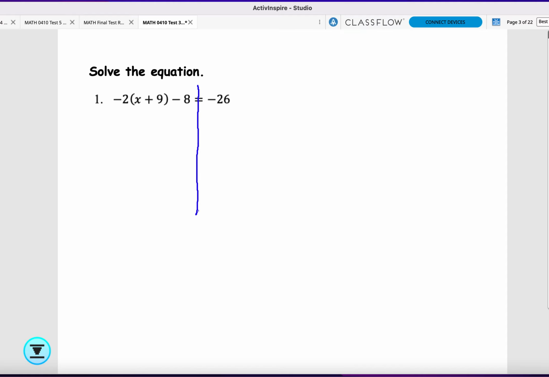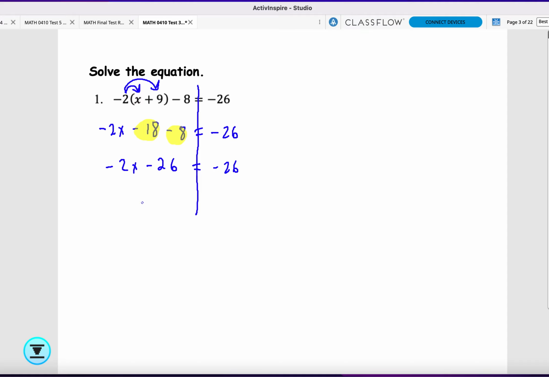To do that first, you want to distribute the negative 2 to all the values in the parentheses. Negative 2 times x is negative 2x. Negative 2 times 9 is negative 18. Bring down the minus 8. Bring down the negative 26. Now, are there any like terms on the left or right side? There are on the left side. We have two constants that can be combined. Negative 18 minus 8. Negative 18 is you owe me $18. Minus 8 is you borrow 8 more. So if you owed me 18 and borrow 8 more, you owe me a total of 26. So we have negative 26.